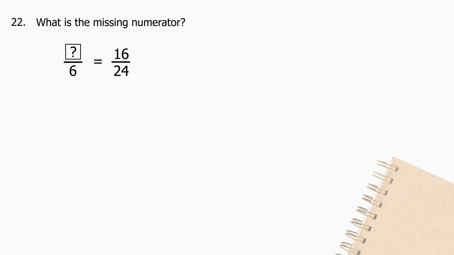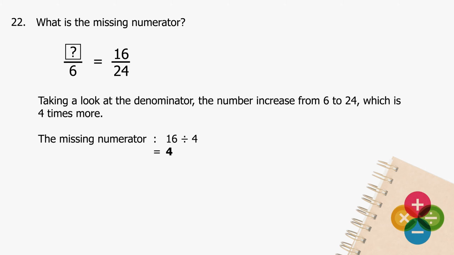Question 22. What is the missing numerator? Let us take a look at the denominator for both fractions. The missing numerator over 6 is equal to 16 over 24. From 24 down to 6 is a decrease of 4-fold. Take 16 divided by 4. You will get 4. The missing numerator is 4.